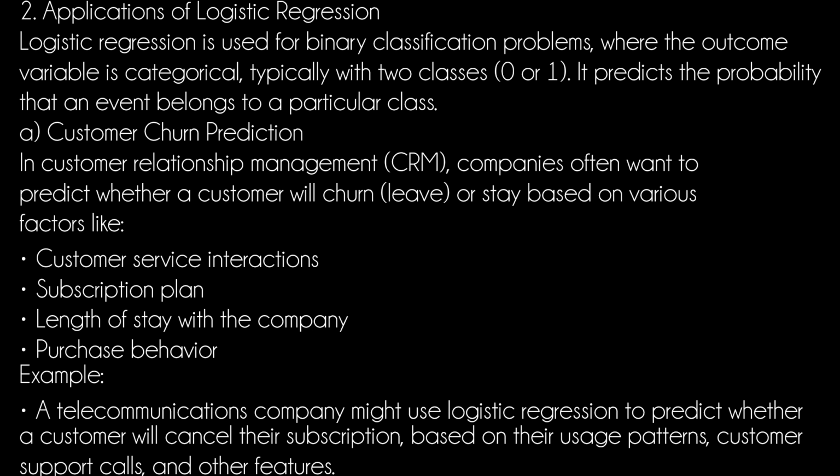Customer churn prediction. In customer relationship management, companies often want to predict whether a customer will churn or stay based on various factors like customer service interactions, subscription plan, length of stay with the company, purchase behavior. Example, a telecommunications company might use logistic regression to predict whether a customer will cancel their subscription based on their usage pattern, customer support calls, and other features.